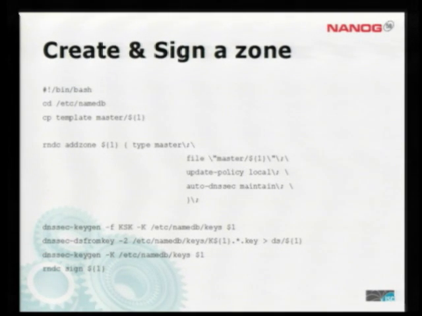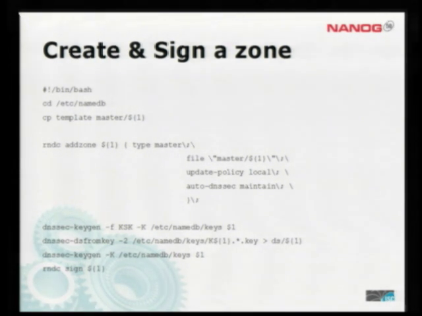So let's look at a sample. And these are the last two slides, so we're just about done. This is a script that I wrote that creates and signs a zone without any human intervention on editing zone files, creating keys, or anything. So first thing, we cd to /etc/namedb just so we're someplace known. We copy a template into master/ and then the name of whatever option, the first option that we were given here. So this would be called as create-zone and then the name of the zone that you're actually going to create. So we have a template that we've pre-generated that has the $TTL, it has the SOA record, it has the NS records in it, but doesn't need anything else.